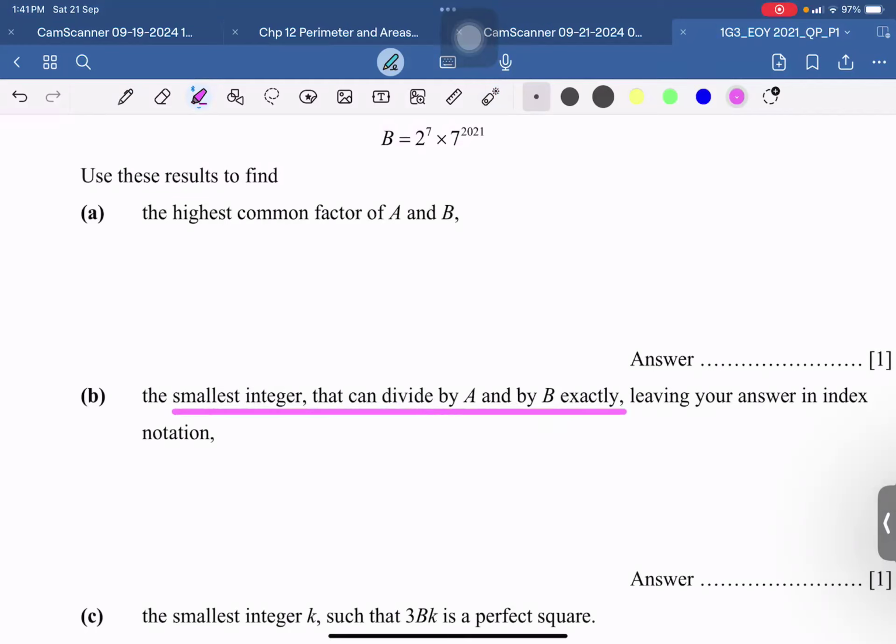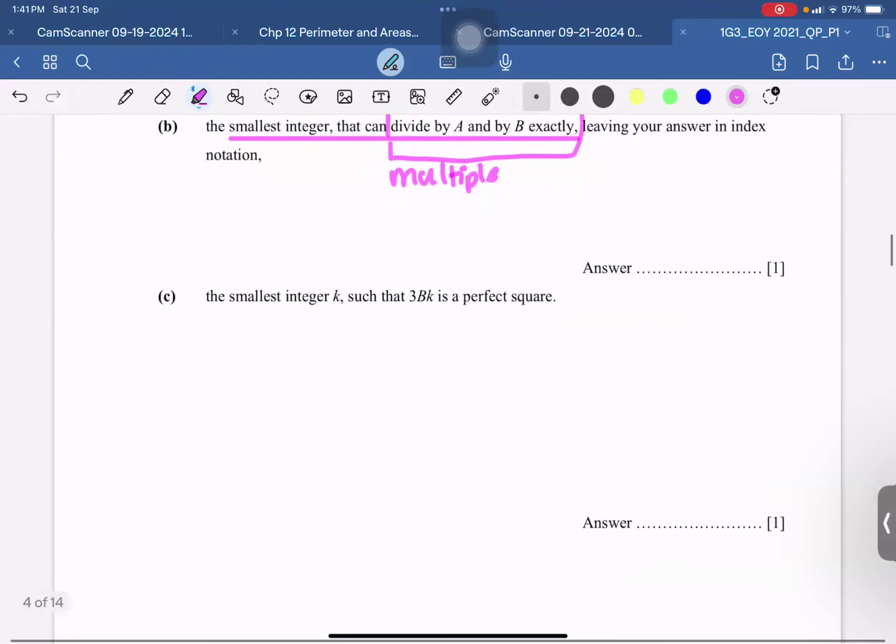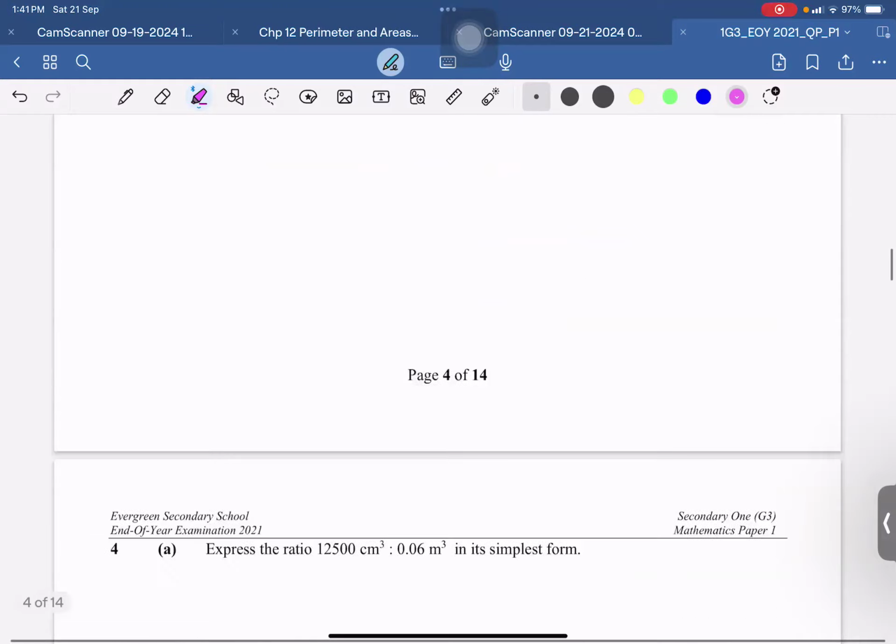What does this mean? Is it looking for the HCF or is it looking for the LCM? Yes, this is looking for smallest, right? So it's lowest. They want a number that can be divided by A and B exactly. So it's actually the multiple, right? The multiple can be divided by A and B exactly. So I think y'all can do LCM. Later when I send y'all the answers in the chat group, y'all can check your answer.